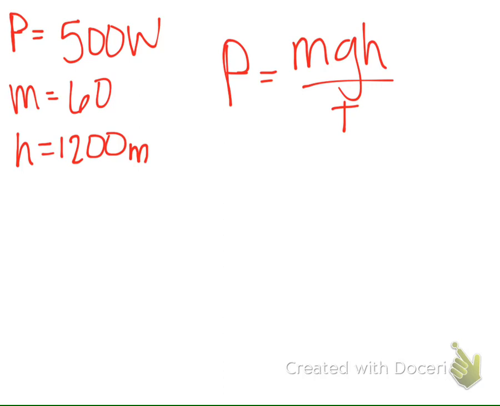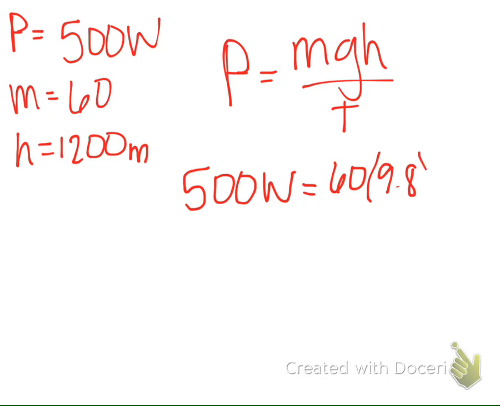His initial potential energy must be 0 since he starts on the ground at a 0 height. And he ends up 1,200 meters above where he started. So we'll take 500 watts is equal to mass times gravity times the height all over time. And that's what we're trying to solve for here, T. Yeah, it'll probably be a big number. He's climbing 1,200 meters, so it'll take him a while.